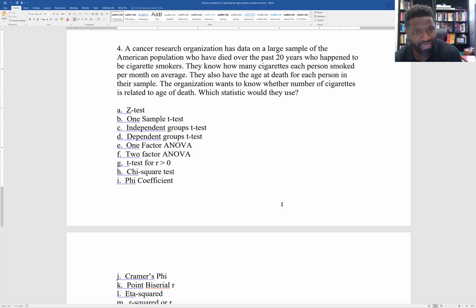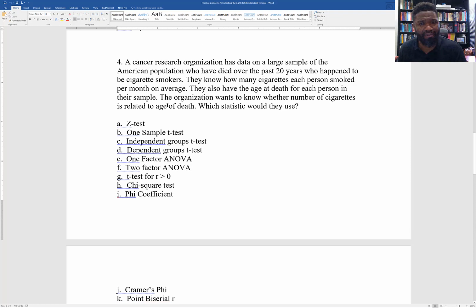What are our variables, right? Well, one of our variables is the number of cigarettes that people smoked every day, okay? And the other variable is age of death. So we got two variables here, right? So we're clearly doing something, and both of these variables are what? What do we notice about them? Number of cigarettes, that's clearly going to be continuous. People can smoke anywhere from 0 to 1,000 cigarettes, and age is also continuous, okay? And so we know both our predictor variable and our outcome variable in this particular case are going to be continuous.